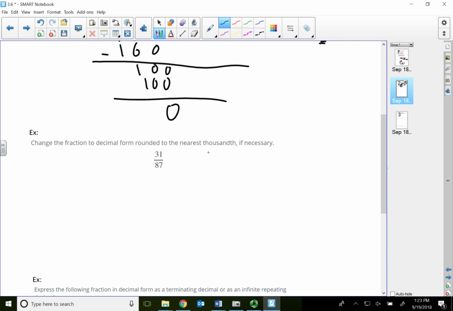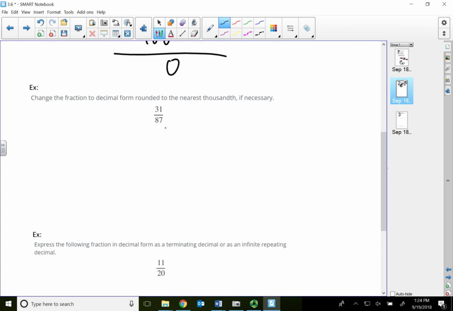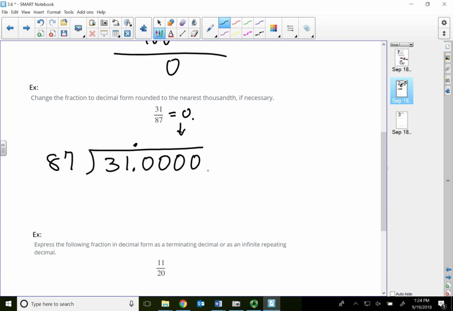All right, let's do the same thing. Round to the nearest thousandth, just like this problem. So 31 over 87. This is a proper fraction, so my answer will also be 0 point something already. 31 is the dividend, and 87 goes outside. That's my divisor. The decimal is behind the 1. So I need tenths, hundredths, thousandths. That's the digit I need to round. So let's add one more 0 at the ten-thousandths place, so I know what my thousandths place is going to round to.